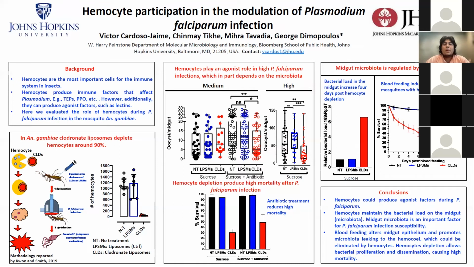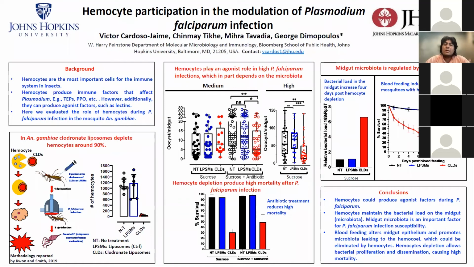To do it, we depleted the hemocytes through a previously reported methodology that consists of injecting into the abdomen of the mosquitoes liposomes that contain clodronate. And you can see here that this methodology depletes around 90% of the hemocytes. Then we evaluated the effect of the hemocyte depletion on the infection of Plasmodium falciparum in Anopheles gambiae.